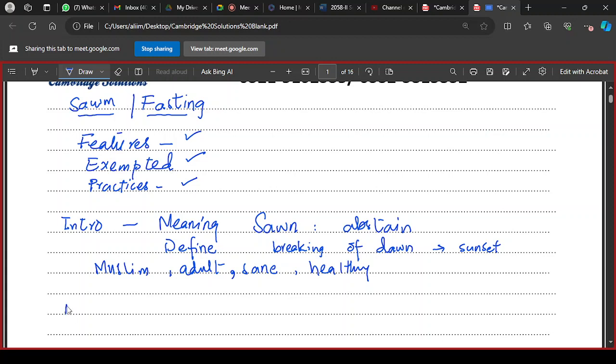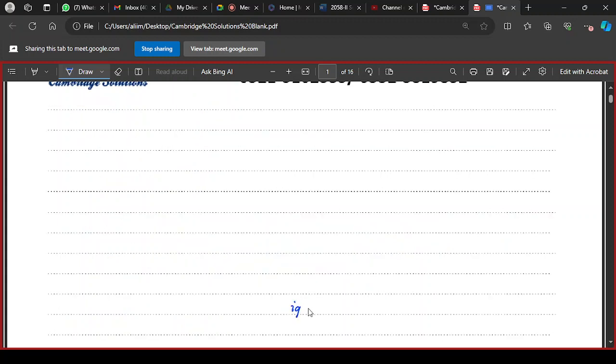Explain the practices: what are the features and what are the practices of the Muslims during this month? First of all, write about how the month begins. You have to describe how this month begins: the month of Ramzan begins with the sighting of the moon. Talk about the moon sighting.